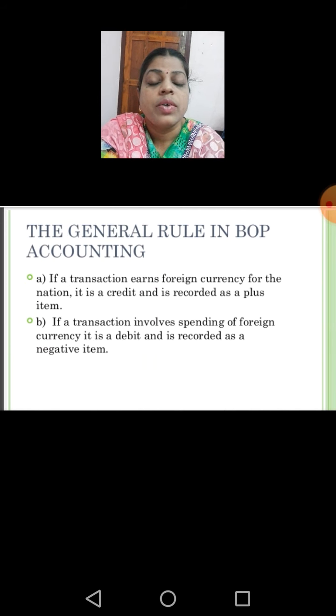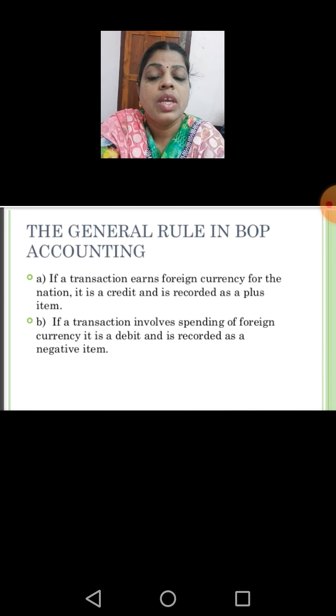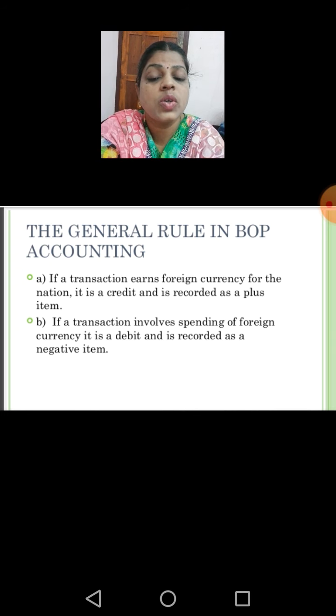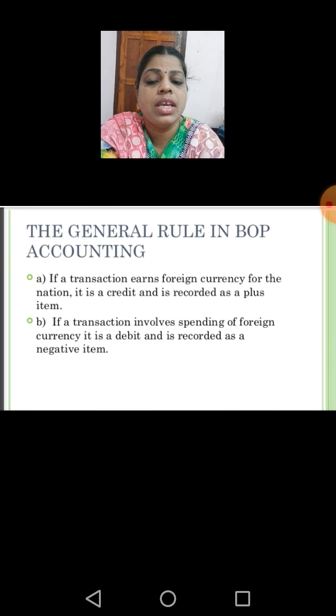Yes, here we can see if a transaction earns foreign currency for the nation, it is a credit and it is recorded as a plus item. What is this, children? That is, if a transaction can earn foreign currency for the nation, it is recorded as a credit item.